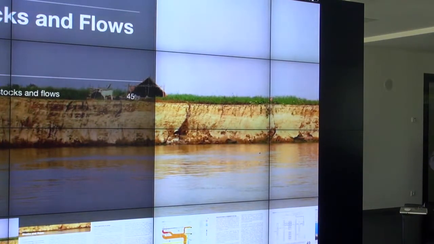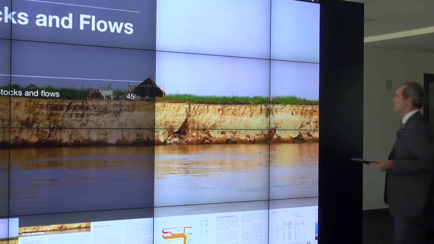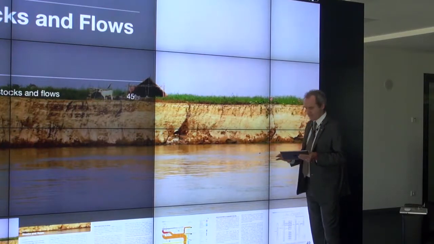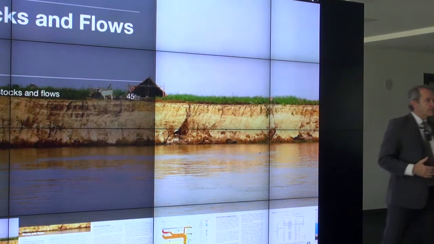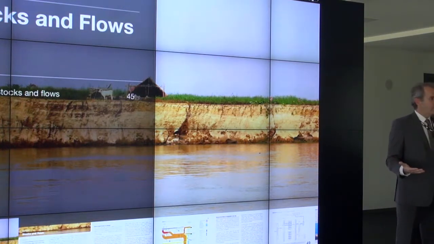So this is what we want to discuss today: stocks and flows. This is one of my favorite images, because here you can see all those stocks and flows together. This is another example from a country far away from here, from Myanmar.